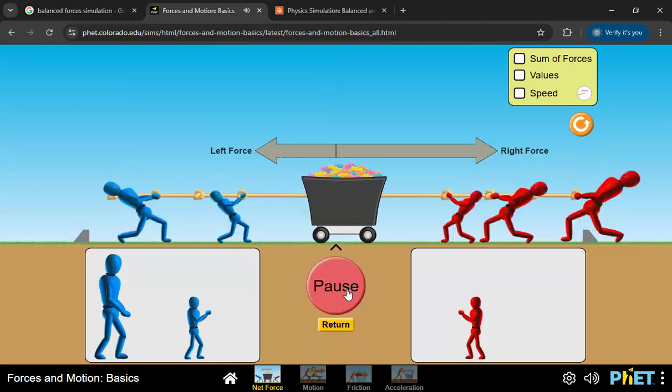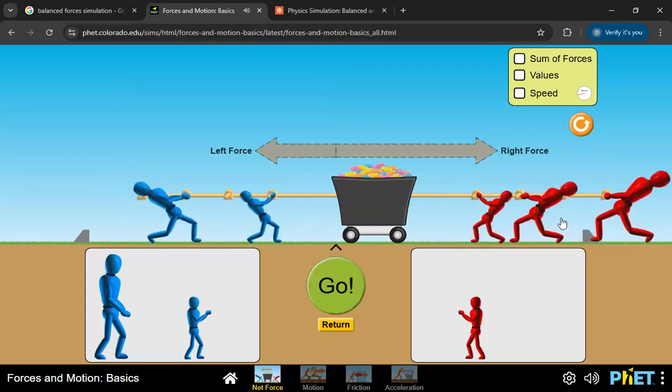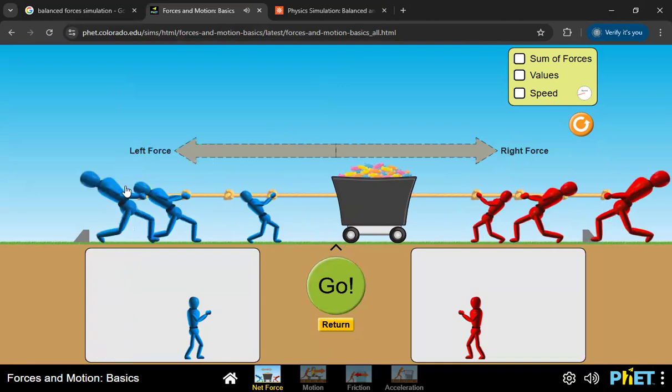Now over here you can see the right force is greater than the left force. So if I want to increase the left force, will they become equal?